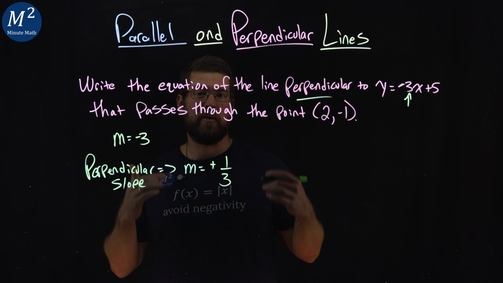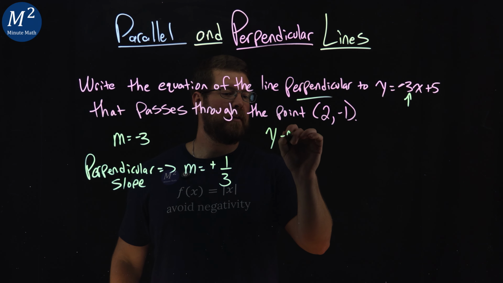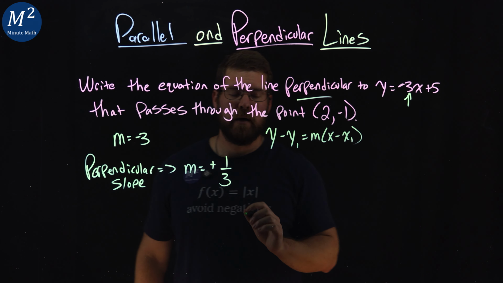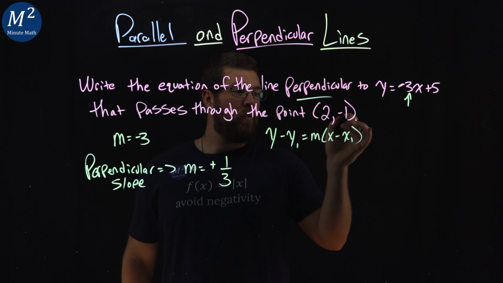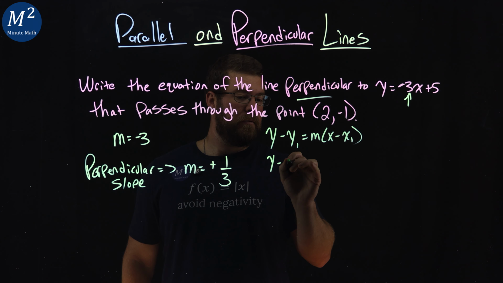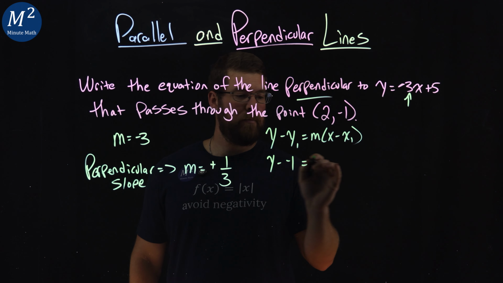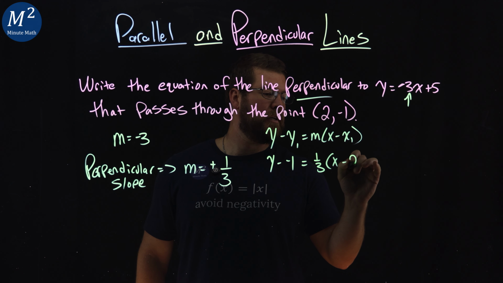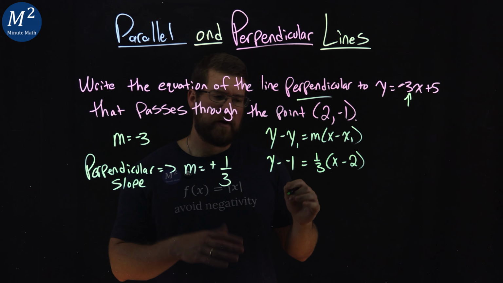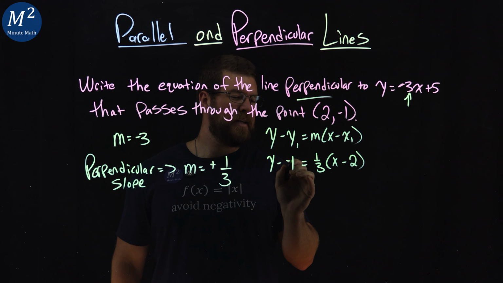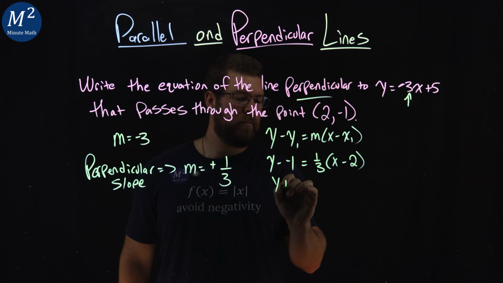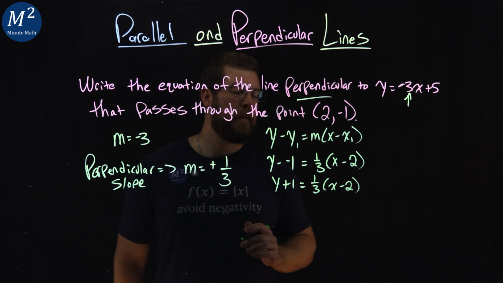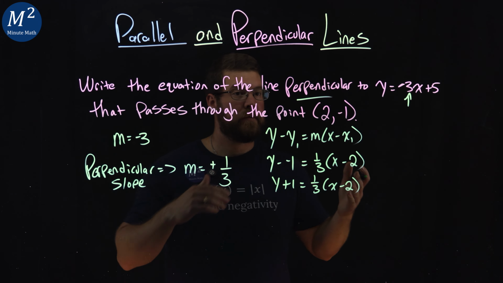We can use point-slope form here. So that's y minus y1 equals m times x minus x1. Our point, negative 1's our y value, so y minus negative 1 equals m, a positive 1/3, times x minus x1, which is 2. Now we want to simplify this a little bit. y minus a negative 1 is like plus a 1, so y plus 1 equals 1/3 times (x minus 2). And now we have an equation of a line here.